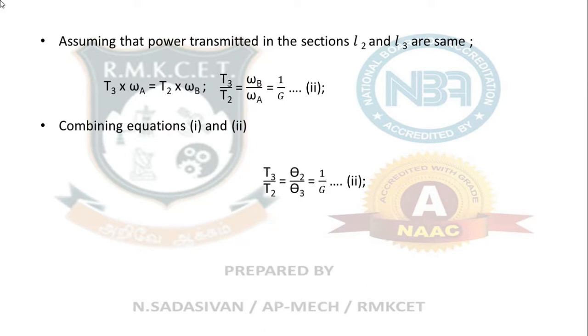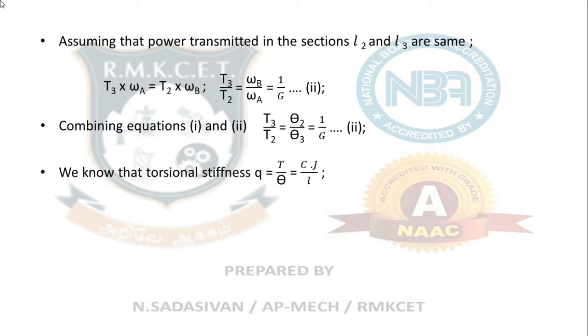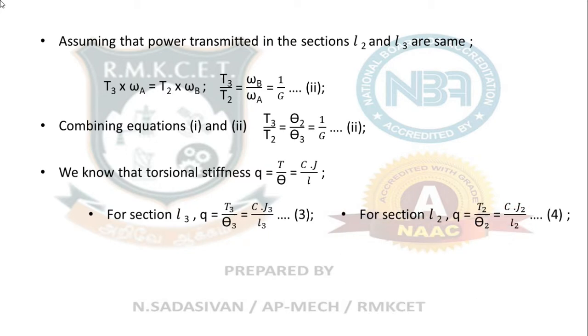So combining equations 1 and 2. So T3 by T2 equal to theta 2 by theta 3 equal to 1 by G. So torsional stiffness Q equal to CJ by L. This you are seeing from the beginning. So for section L3, Q equal to T3 by theta 3, equal to CJ3 by L3. So for L2 the same with the 2 suffix. So divide the 3 by 2.